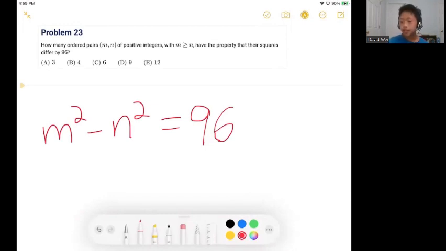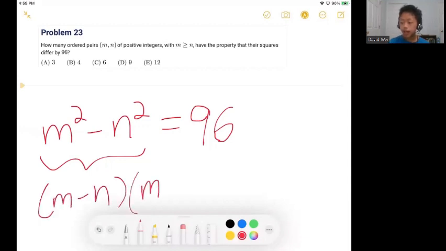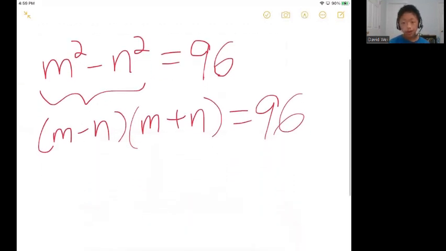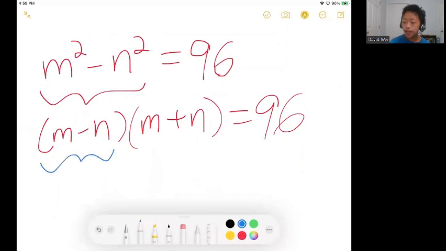Whenever you're given questions about positive integers and equations, and you see this difference of squares, it's almost always a good idea to factor it, because factoring gives us lots of really nice tricks, especially with equations involving positive integers. We can factor the left side as m minus n times m plus n, and on the right side you get 96. So this is saying m minus n times m plus n equals 96.